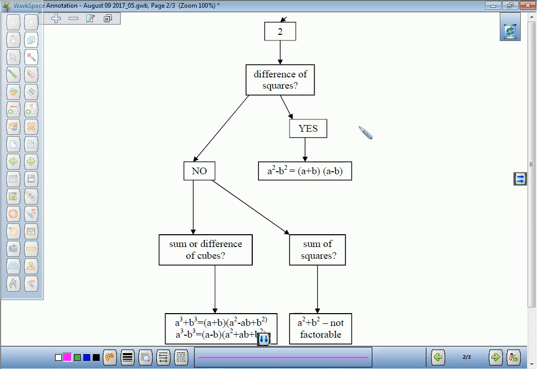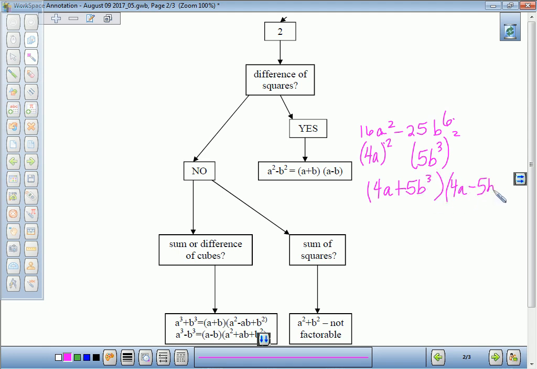For example, we might have 16a squared minus 25b to the 4th. Okay, or it could even be b to the 6th. Let's change that. So my first term is a perfect square. My last term is a perfect square. It's anything that I can write as a term squared. So 16a squared is 4a squared, and 25b to the 6th is 5b to the 3rd squared. So this, in fact, is a difference of squares, and it factors to that square root plus the square root times the square root minus the square root.